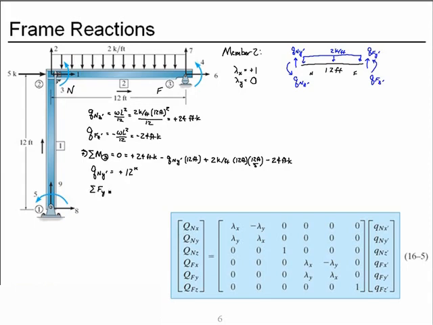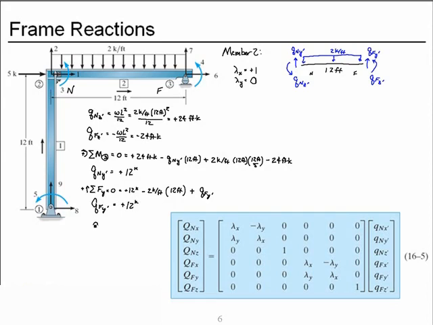Then I'll sum forces in the vertical direction for that free body. This one here. We have the positive 12 kips at the left end, minus the distributed load acting over 12 feet plus QFY prime, the fixed end force at the right end, the shear. I'll solve for QFY prime and I'll get a positive 12 kips.